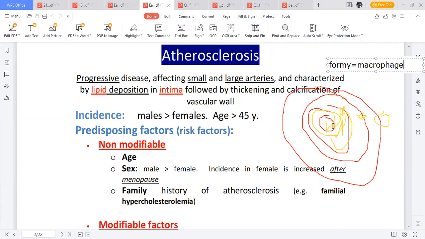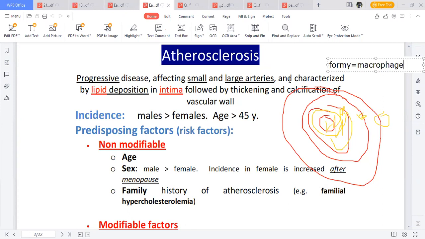So when the macrophages move from the blood here, they go into the tunica intima. They will start eating up the collagen and also the lipid that is deposited in there. The lipid is deposited there because maybe there's an injury to the blood vessel. Because of the injury, lipids are able to move from here and get deposited in the tunica intima. And that is what leads to atherosclerosis, forming what is called an atheromatous plaque.